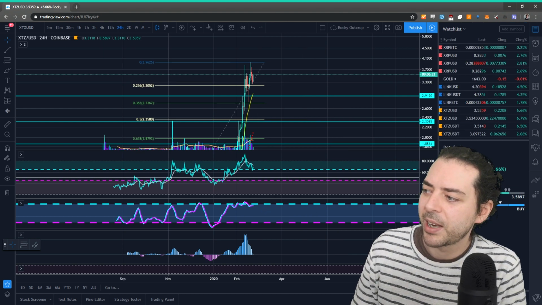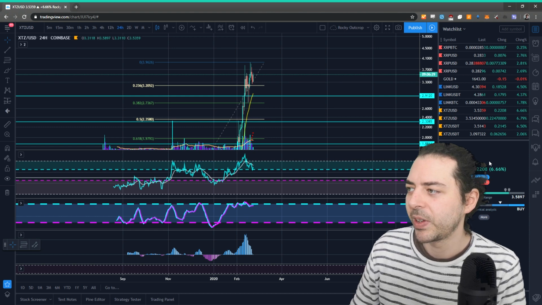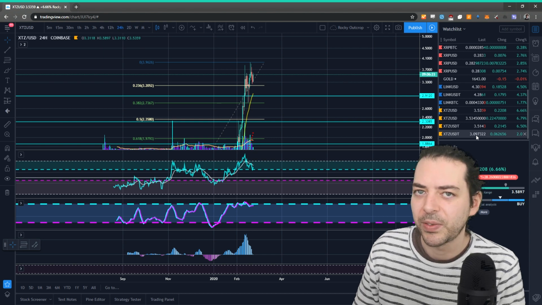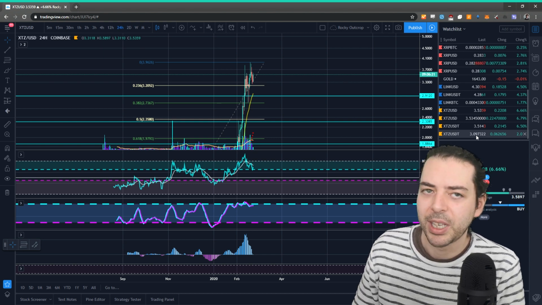Now, just bring this panel back up a second. As you can see, the current price there is 3.53, and this is on Coinbase. But over there on the HitBTC, you can see it's $3.09. And of course, that's just a few cents below that crucial area that we'll take out in just a second, where we're looking for it to bust above the 236.